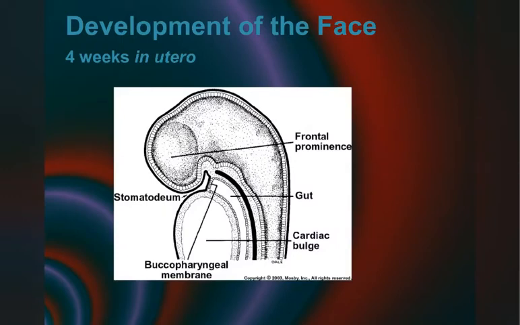Here we are looking at a sagittal section of a human embryo during week 4. We can identify here the buccopharyngeal membrane, which separates the stomodium, oral cavity, from the pharynx. It's also called the foregut. So it's a membrane between the oral cavity and the foregut.